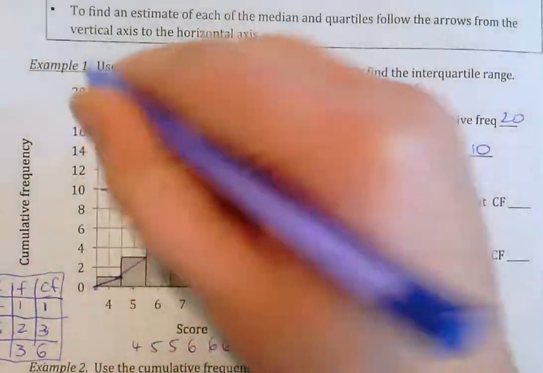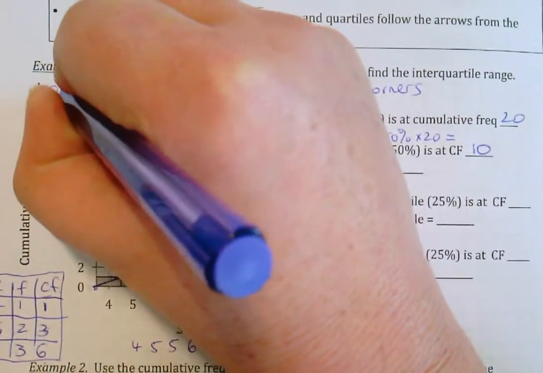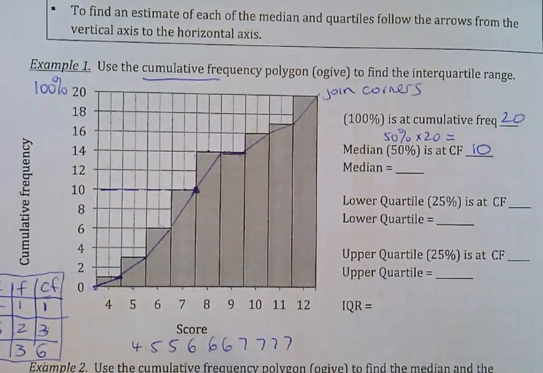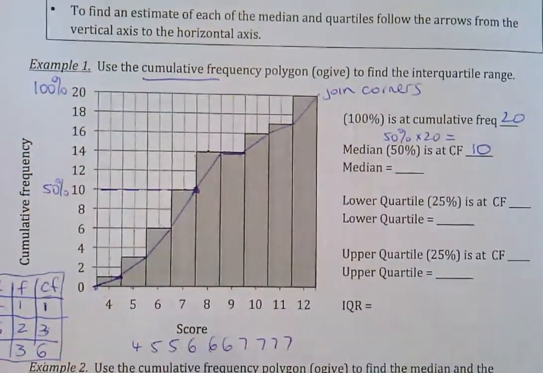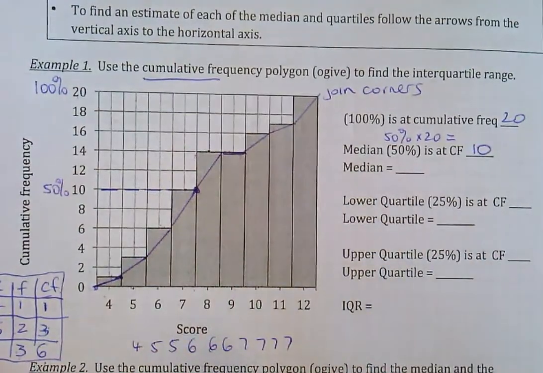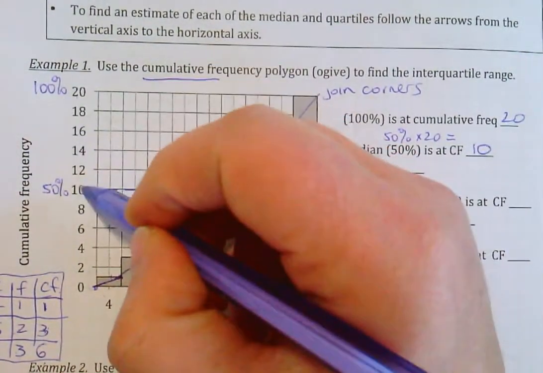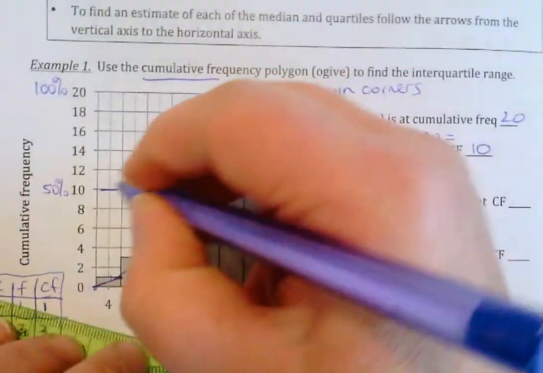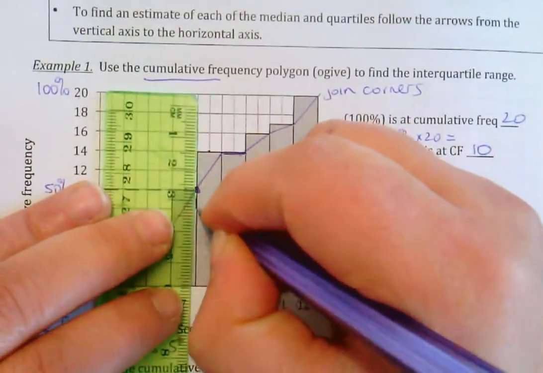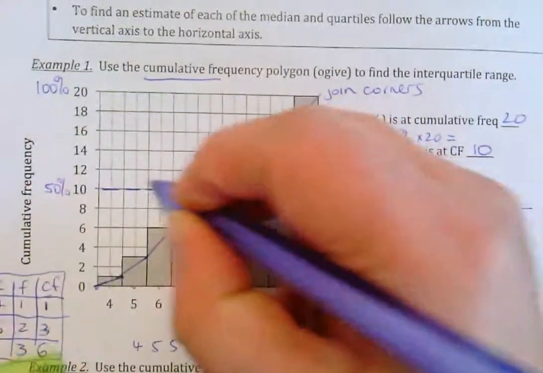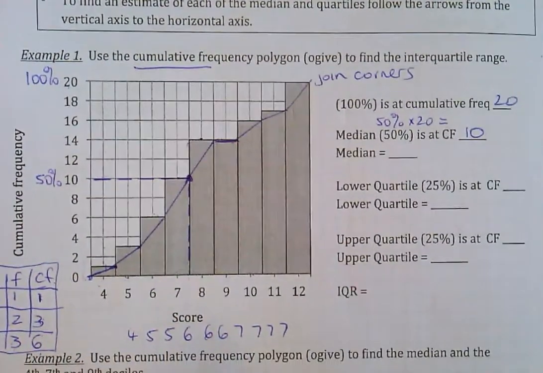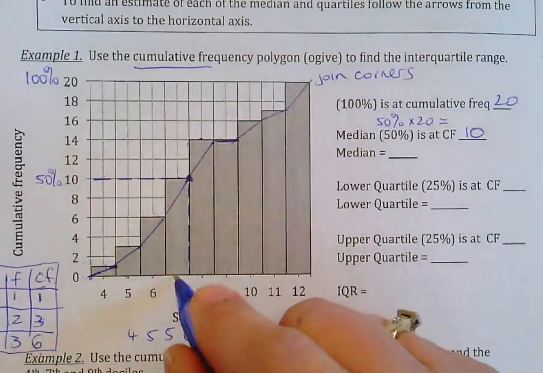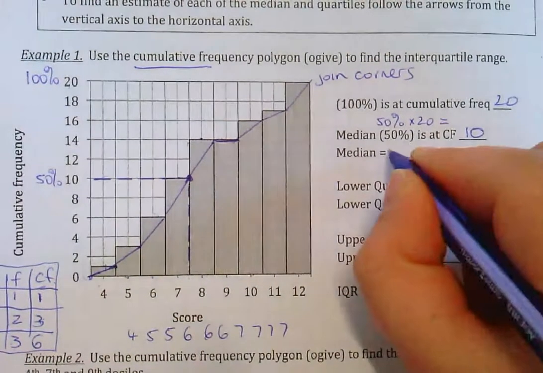If this is 0 and that's all my data, this is 100%. Does this make sense? At 20. You know how we said the 50% mark is at 10? Where do you think, we'll do these others in a minute. So I say, this is halfway up my data. I come across and I come down. Girls, you've got to come across to hit the line and then come down. Where is the median? Very good. It's halfway between 7 and 8.